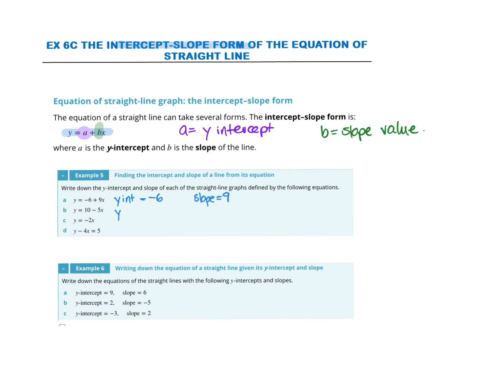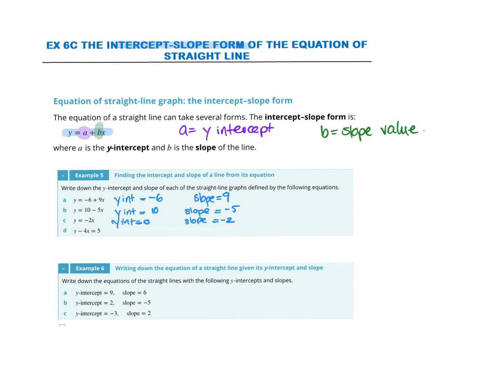Okay, with the next one, what's the y-intercept? Number 10. And what's the slope? -5. Make sure you put the sign that's in front of it. Okay, with this next one, the y-intercept, it's not there, so it's actually 0. There's no number by itself, and then the slope is -2. So the number that's next to the x is always the slope.